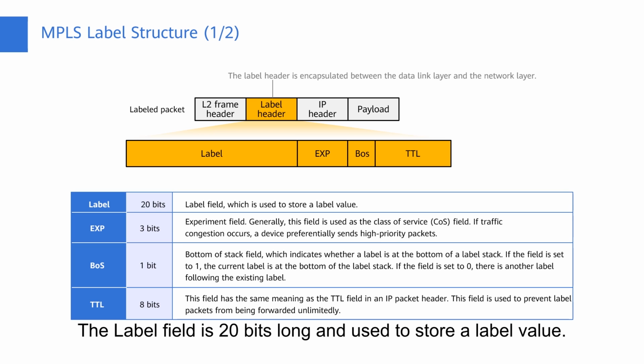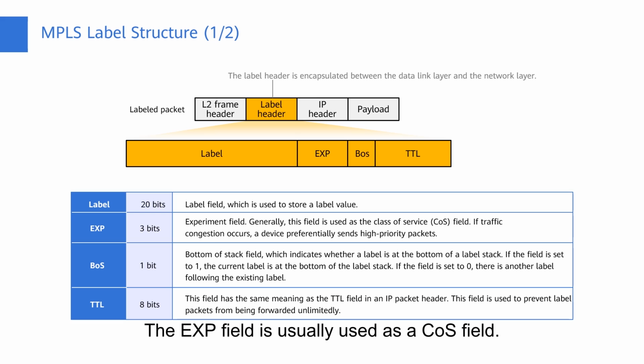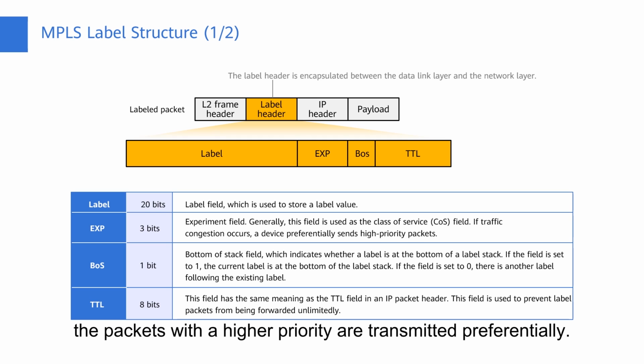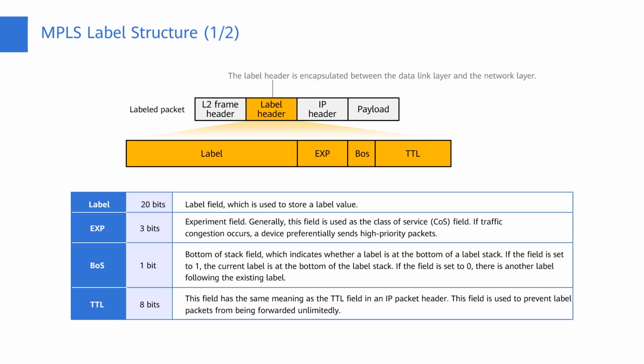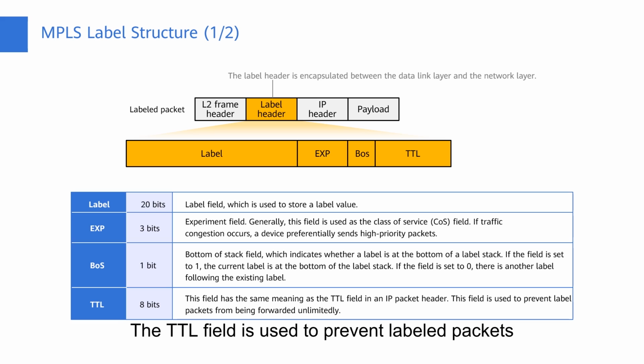The label field is 20 bits long and used to store a label value. The EXP field is usually used as a class of service field. If traffic congestion occurs, the packets with a higher priority are transmitted preferentially. The S field indicates whether a label is at the bottom of the label stack. The TTL field is used to prevent labeled packets from being forwarded unlimitedly.